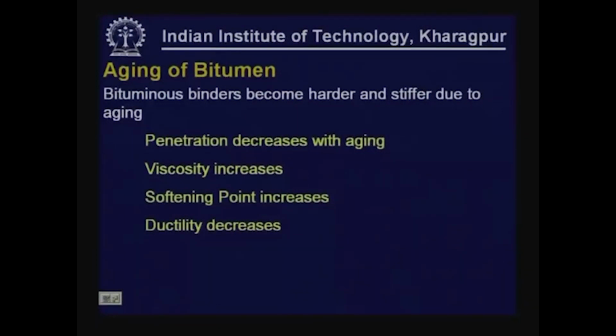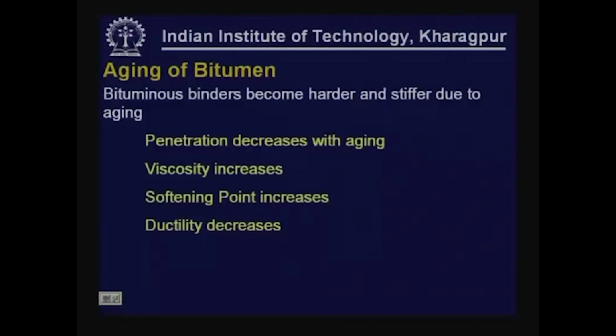Because of aging, bituminous binders become harder and stiffer. So, with time the binders go on becoming harder and then stiffer. Because of this, the penetration decreases with aging. We know smaller the penetration value, harder the bitumen, larger the penetration value, softer the bitumen. So, with aging the penetration value gets reduced, that means the bitumen becomes harder. The softening point increases. For bitumens having smaller penetration value, the softening point will be higher, but bitumens having larger penetration value which are softer, the softening point will be smaller for obvious reasons. Also, the viscosity increases with aging and ductility decreases, it becomes brittle.